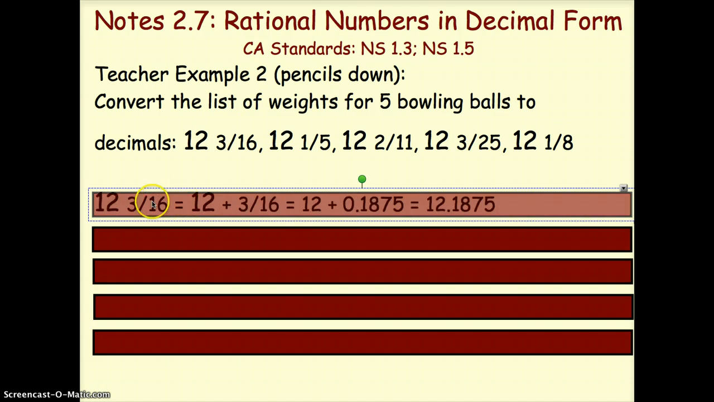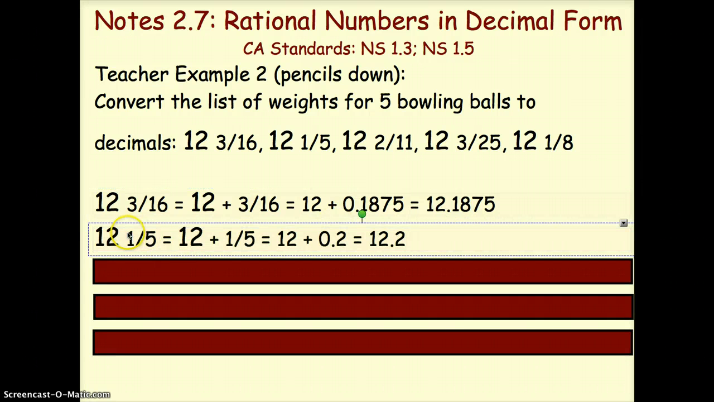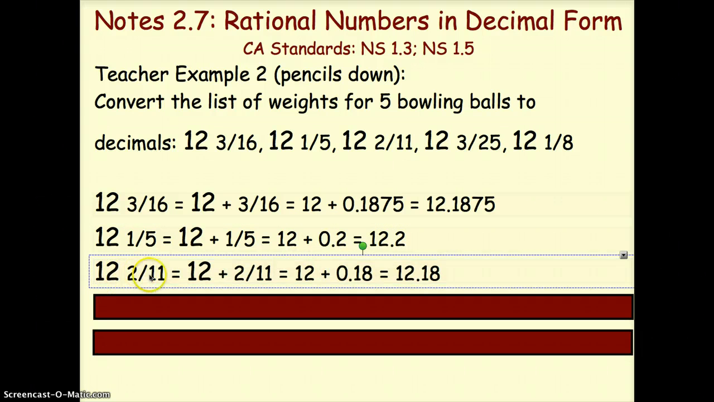So if I take a look here, 3 divided by 16 is right here. Then I need to take 12 and add it on to the front, and I've got my nice decimal with the whole number of 12. Taking a look at another one here, 1 over 5. 1 divided by 5 is 2 tenths. So my decimal is 12 plus 2 tenths, 12 and 2 tenths. Next fraction, 2 over 11 turns into 18 hundredths, so it is 12 and 18 hundredths.